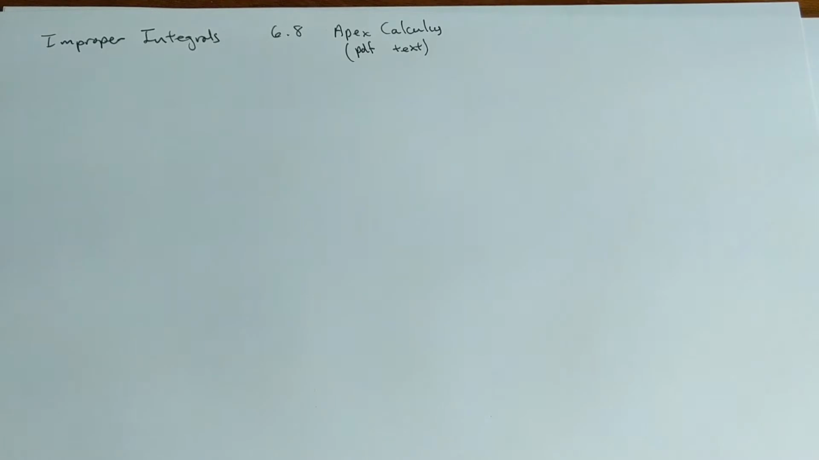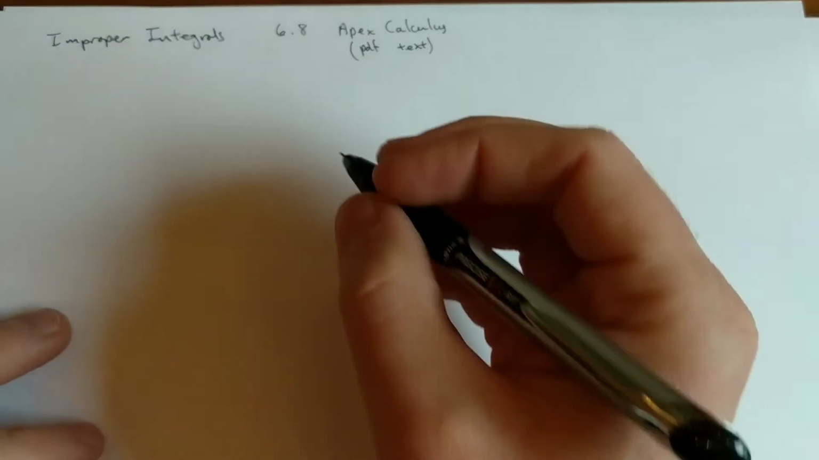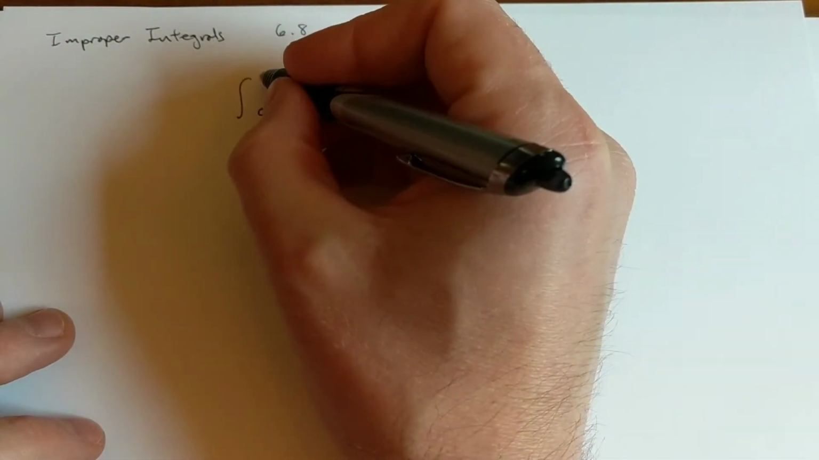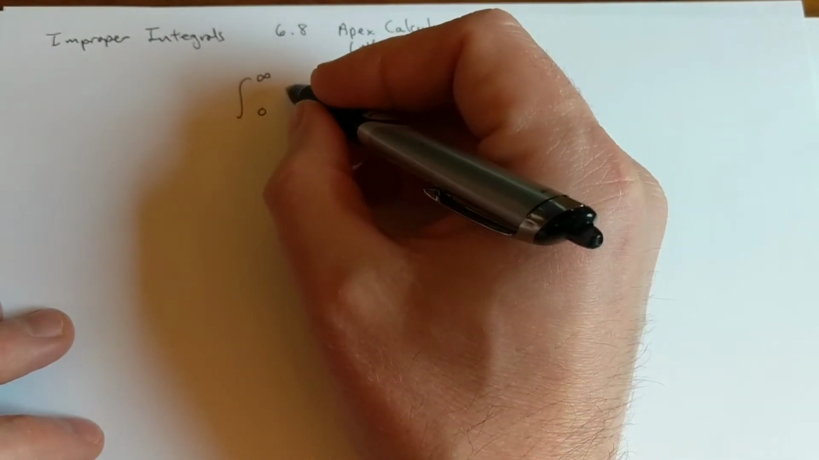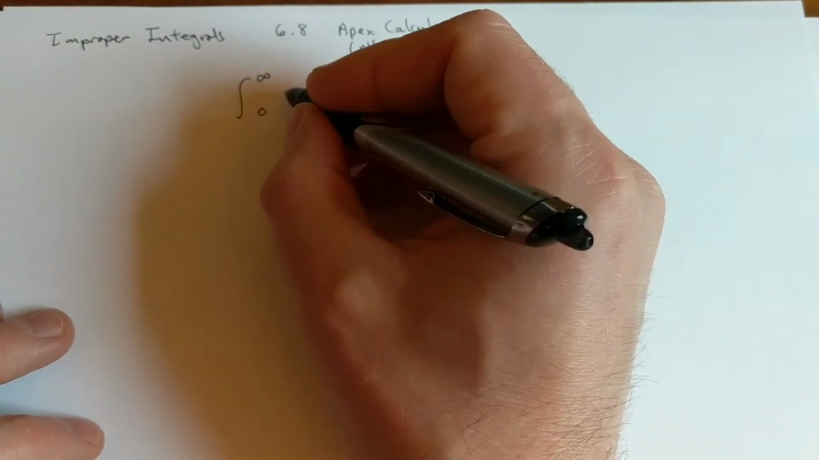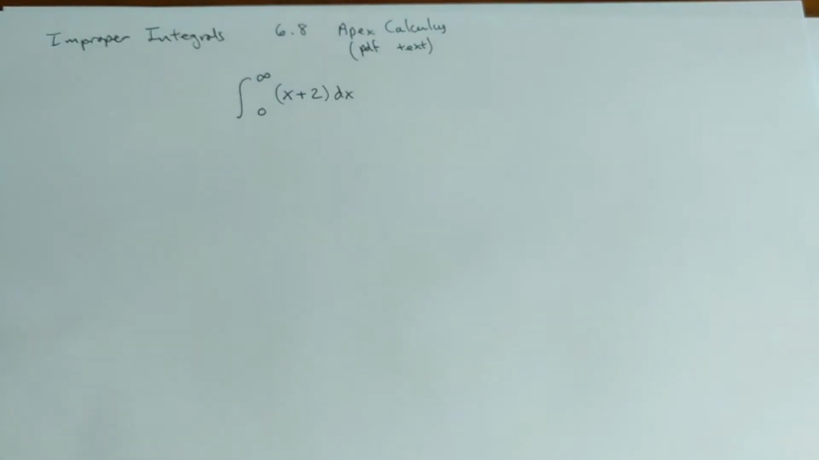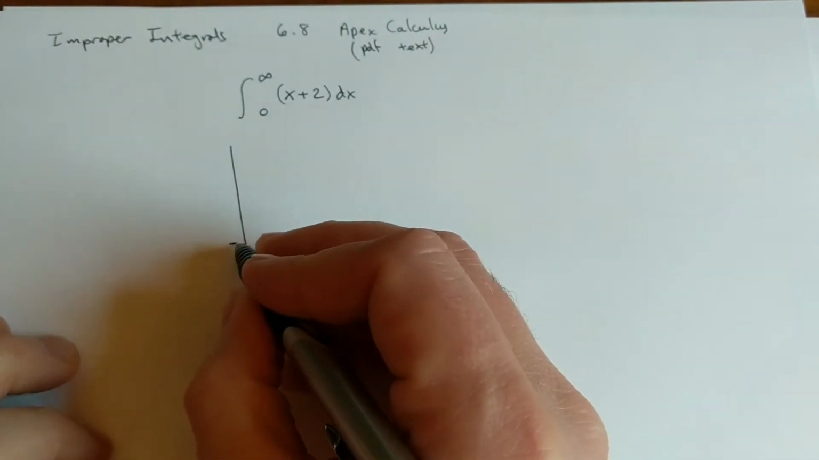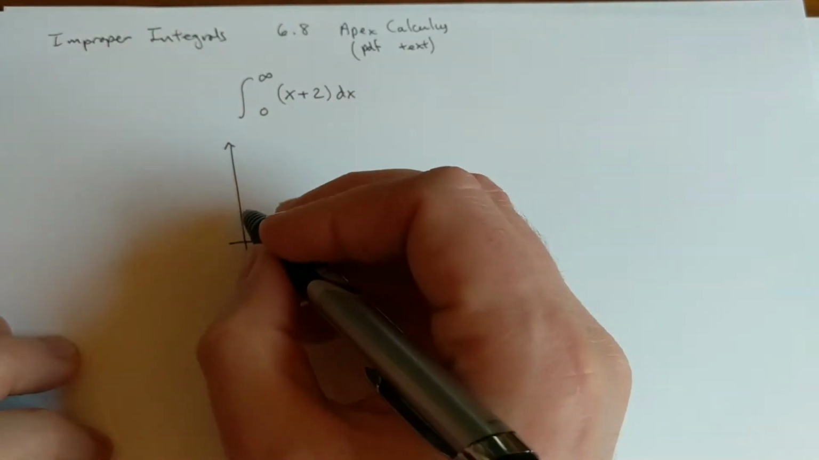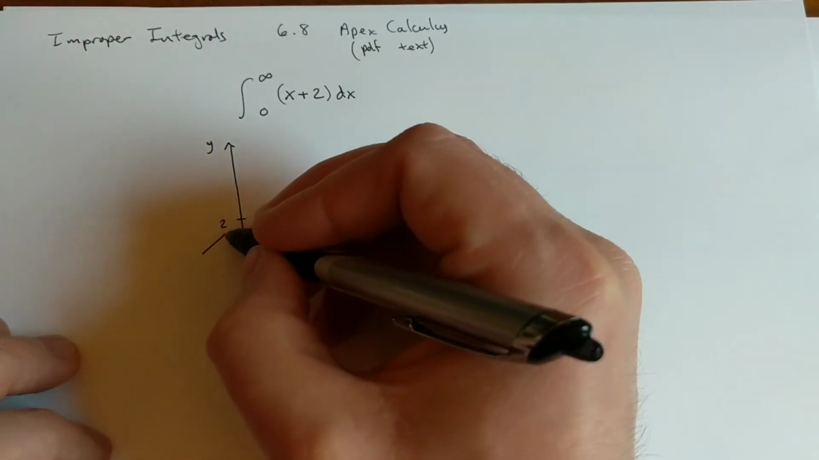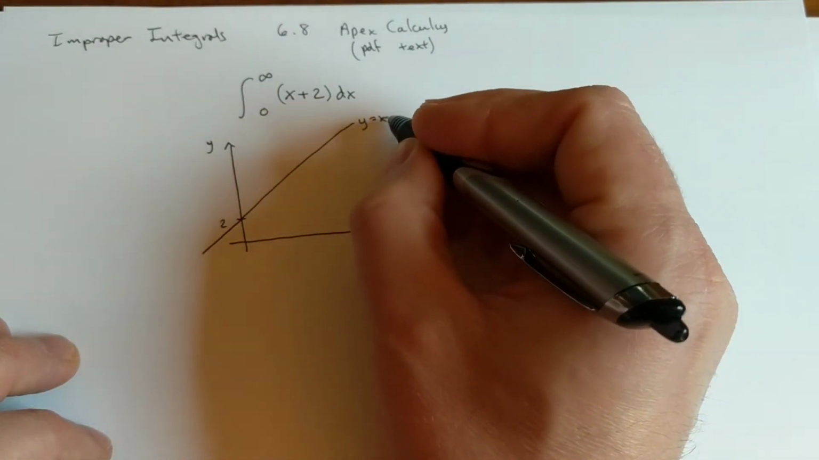So, for example, we might want to take an improper integral that looks something like this. So 0 to infinity, and let's just pick a function that's easy to graph so that we can get an idea of what we're doing. And so here's a line, x plus 2. It's got a slope of 1 and a y-intercept of 2. So let's draw this. So y equals x plus 2. 2 somewhere over here. And then it's a slope of 1, so it's just sort of cutting through here. So here's y equals x plus 2.